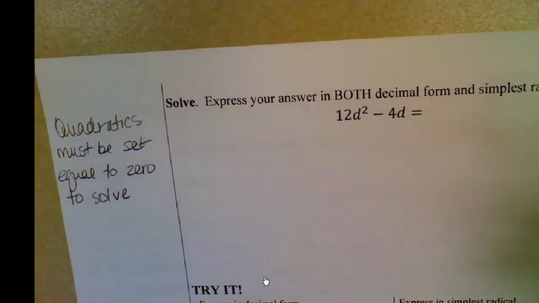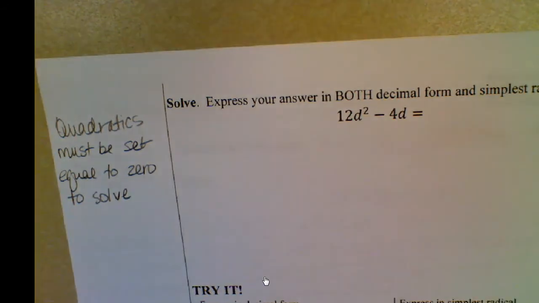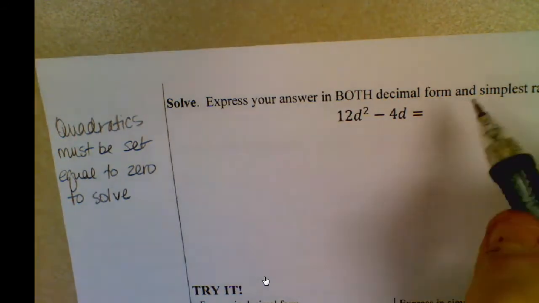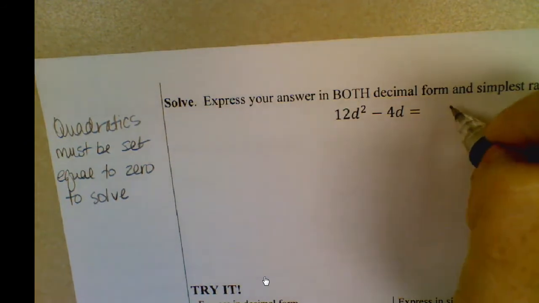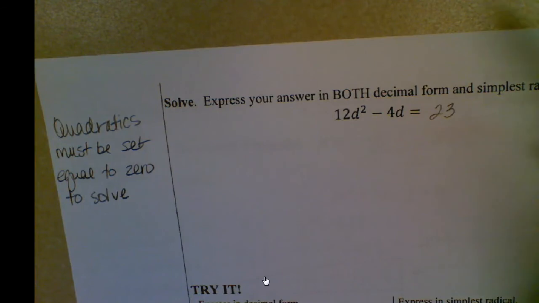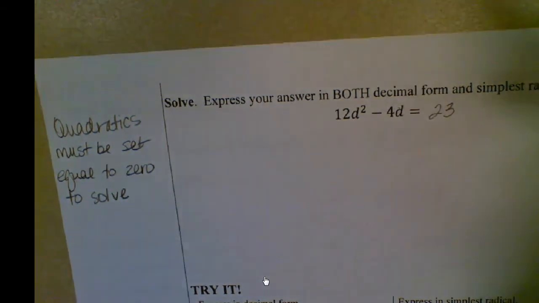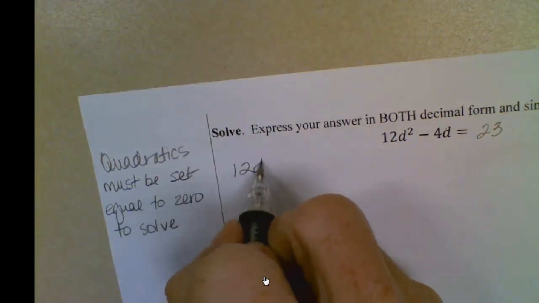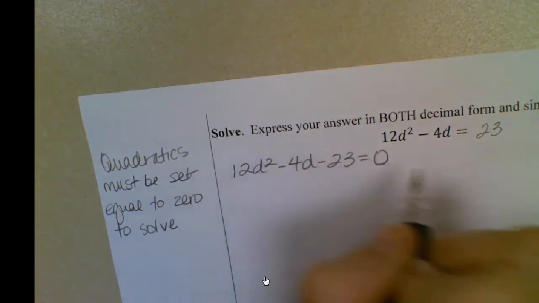Okay, so let's see if there's anything that we can factor out of this. And I'm going to do this in a couple of different ways. So if we wanted to use quadratic formula, since we're in the quadratic section, we're going to say this is equal to 23. Okay, that's just a random number I'm choosing. But this equation now is not set equal to 0, and it needs to be. So the first thing I'm going to have to do is move this to the other side of the equation. So my new equation is going to be 12d squared minus 4d minus 23 equals 0.